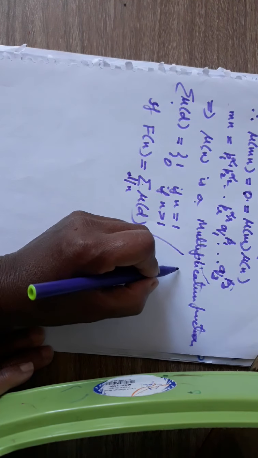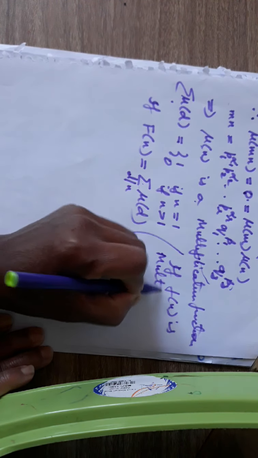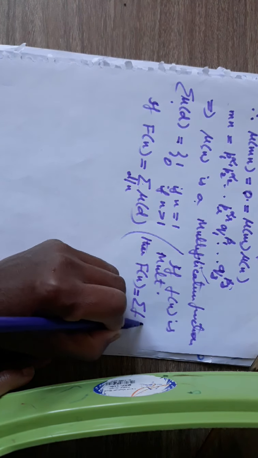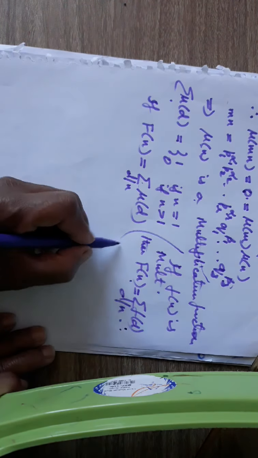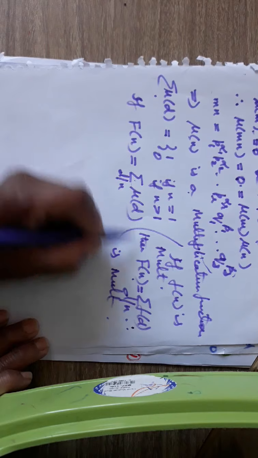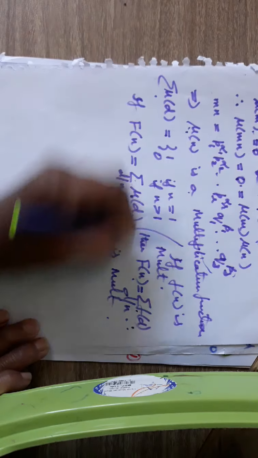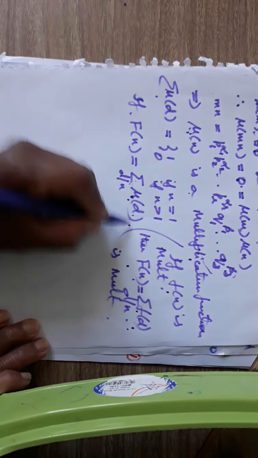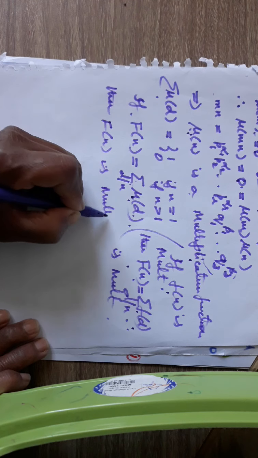Then by one of the theorems on multiplicative functions, if f is multiplicative, then capital F of n, which is the summation of f of d where d runs over the divisors of n, is again multiplicative. This is an important theorem I've already explained to you. Applying it here, instead of f of d we have mu of d, and mu of n is multiplicative, so capital F of n is multiplicative.